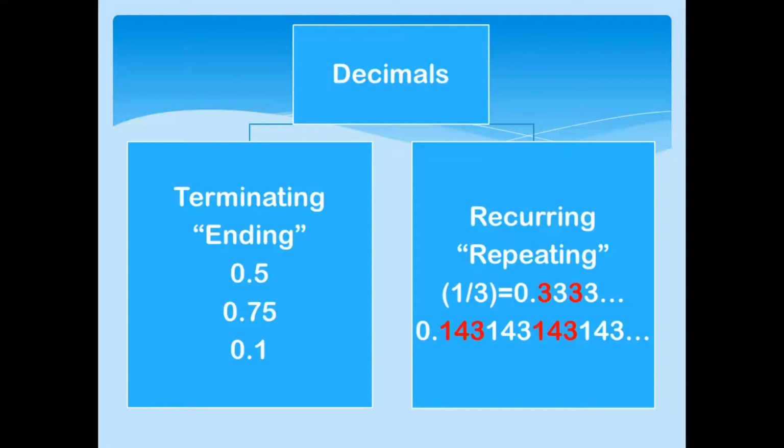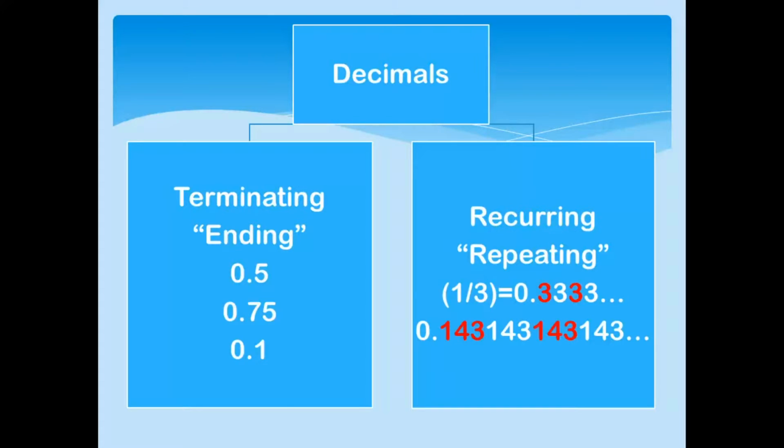Recurring means repeating. An example would be dividing 1 by 3 on your calculator. The answer would be 0.333333 and so on. Although your calculator is limited in the number of digits it can show you, take my word for it, the number of 3's is infinite. And because of these repeating 3's, this decimal is a recurring decimal.